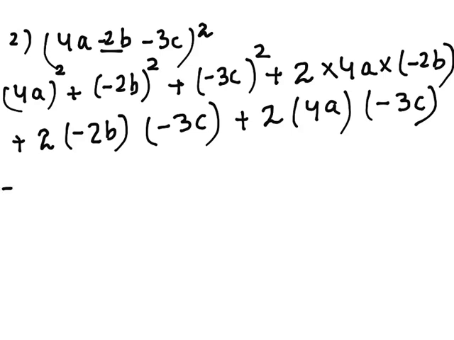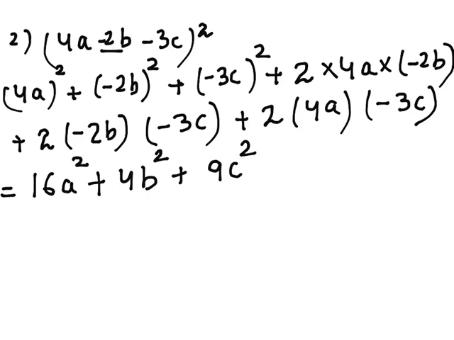Now let's expand it. (4a)² will give us 16a², plus negative square of a negative term will always be a positive term. So it will give us 4b² plus 9c². Now here we have to see, here we have only one negative term. So we will get negative 2 times 4 is 8 times 2 is 16ab. Again over here we have negative 2b and negative 3c. So finally it will give us a positive term.